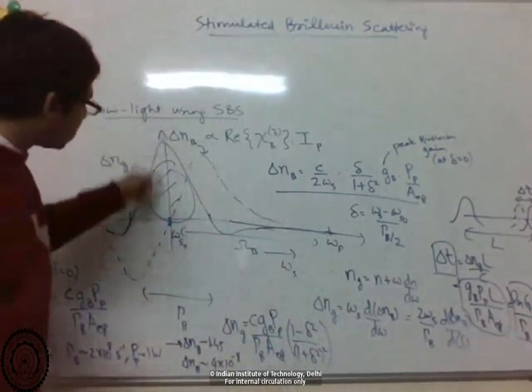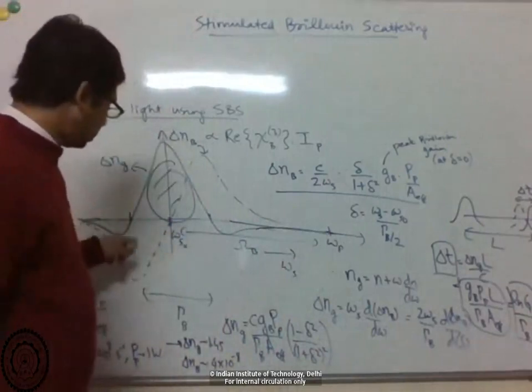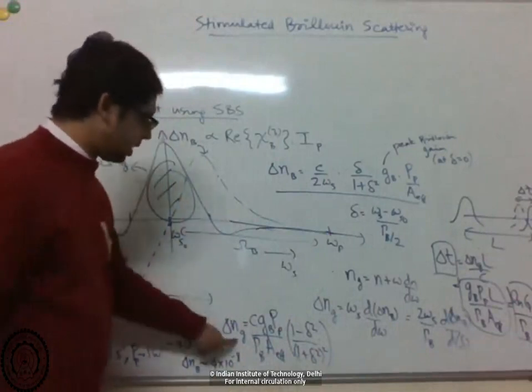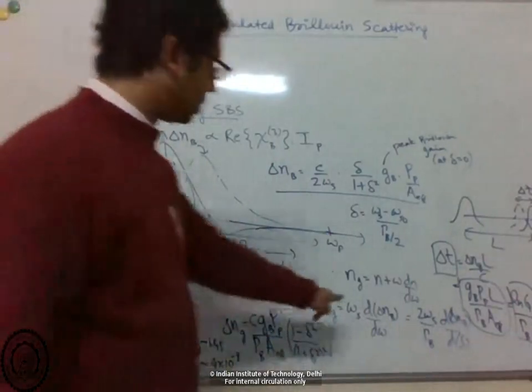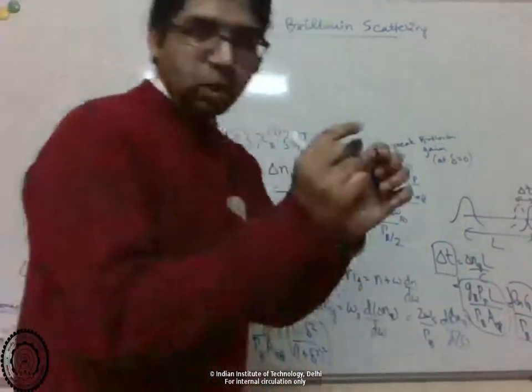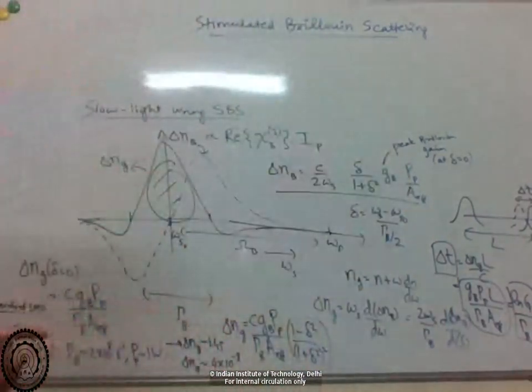But because you have a very sharp resonance here, just around this Brillouin gain peak, you get a large value for this delta n, because this dn by d omega is large. Although the change is small, it's happening over a very small frequency range. Okay, sir.